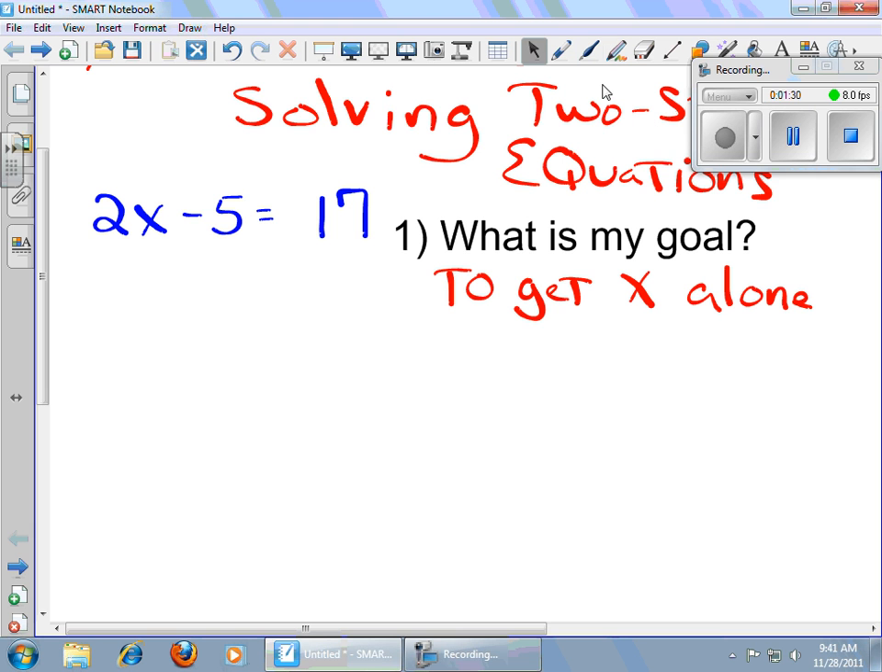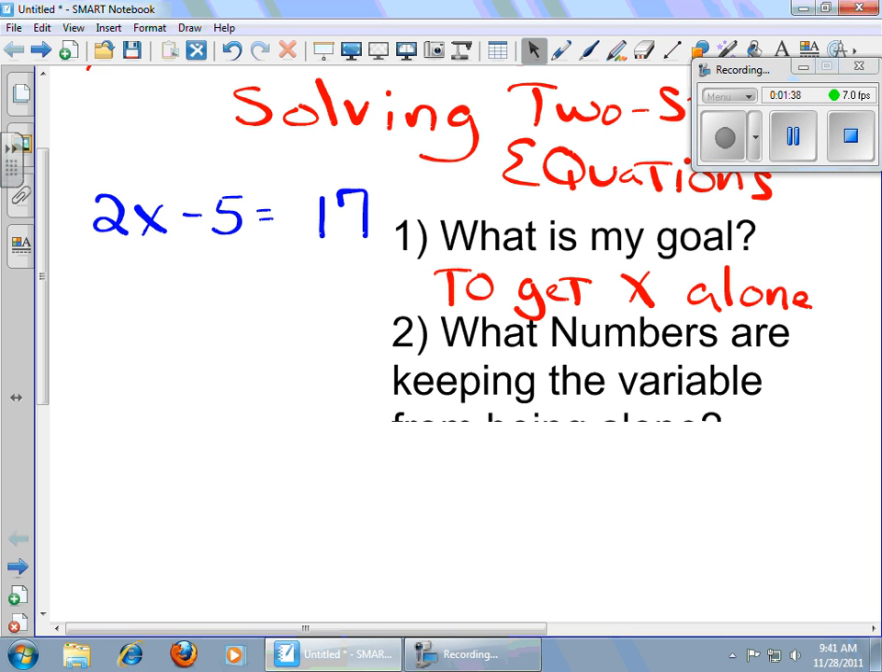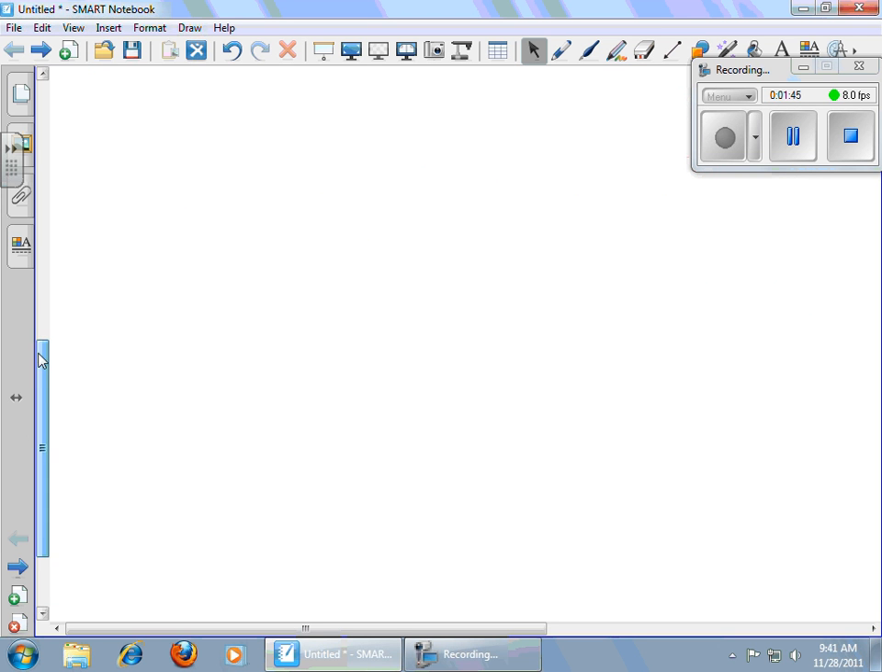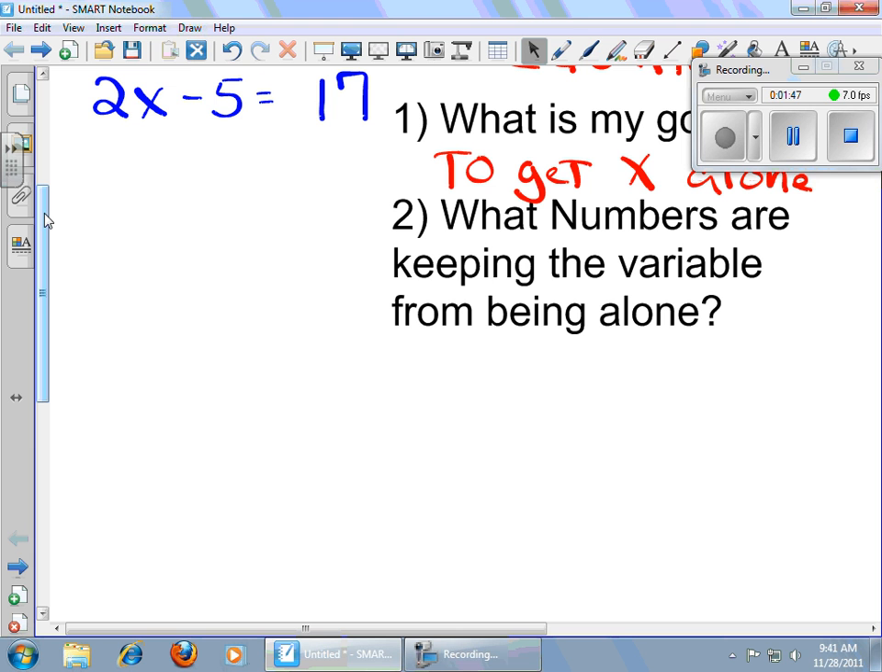All right, so you've answered the first question. Let's try to answer the second question. What numbers are keeping the variable x, in this case, from being alone? In this problem, we have the 2 and the 5. Now some of you might have been thinking of a -5, and that's fine. You can think of that as a -5 there. I'm not going to in this case, and you'll see why in a minute.